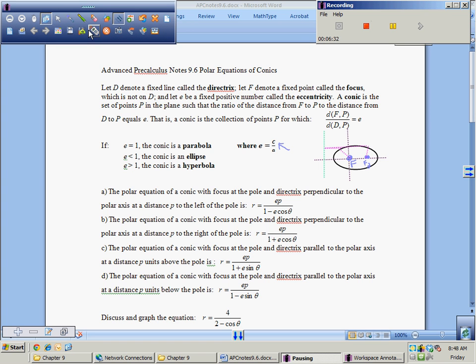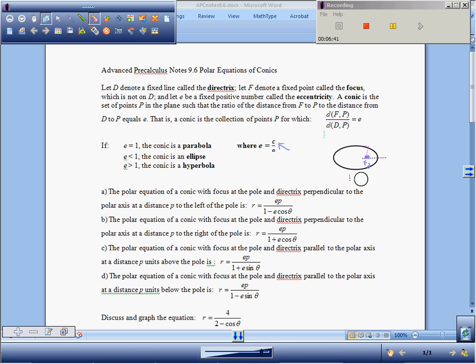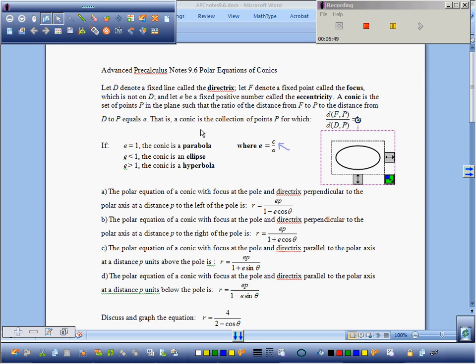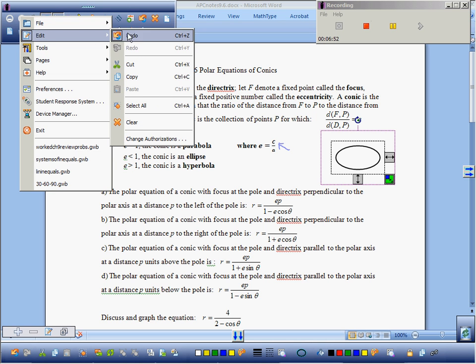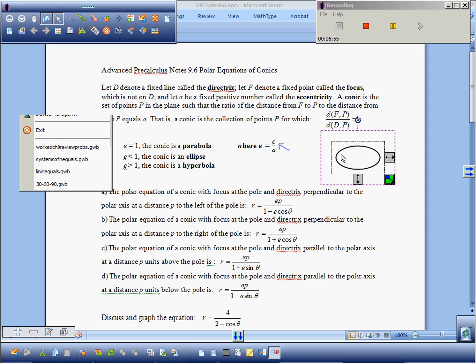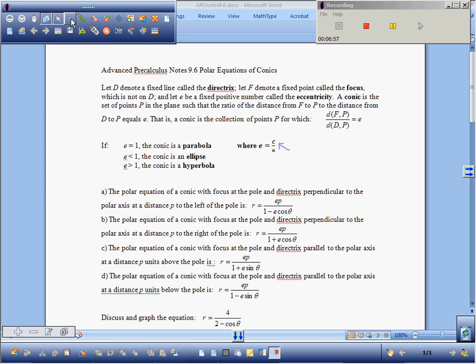With a hyperbola, let's see if I can draw a hyperbola. What's this? Let me see. Never mind. Let's erase this. And let's draw. How do I erase that thing? I think I have to click on it. Boom. And I could go edit. Delete. Cut.